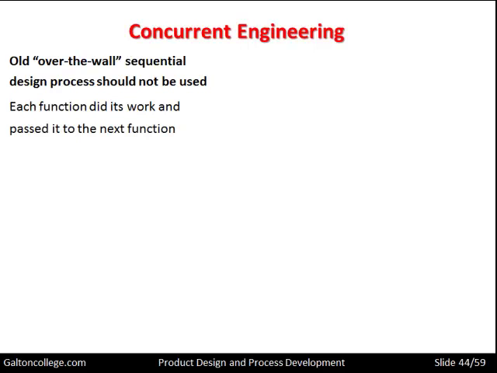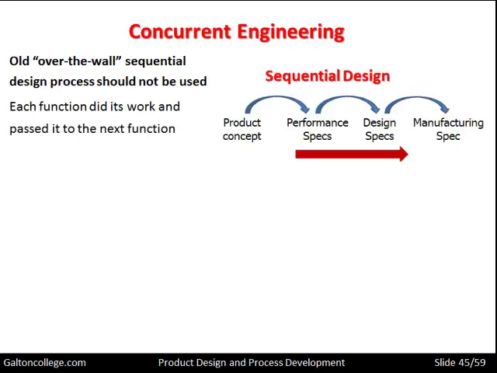Each function did its work, and then the work was passed to the next function. That's the idea of this over-the-wall type sequential design. So you have one function, then it moves on to the next function. And that's the way it sort of went. It's sequential design. It starts with a concept, and goes to performance specs, to design specifications and manufacturing and so on. And it's sequential. It's moving from left to right in the diagram we've got there.